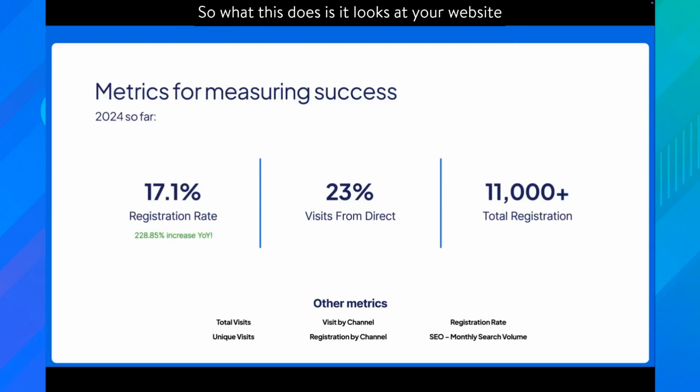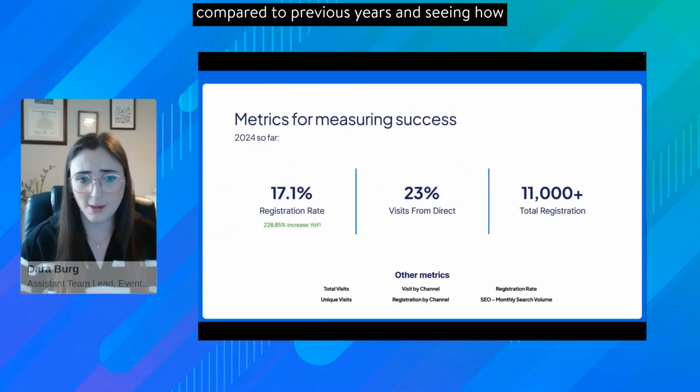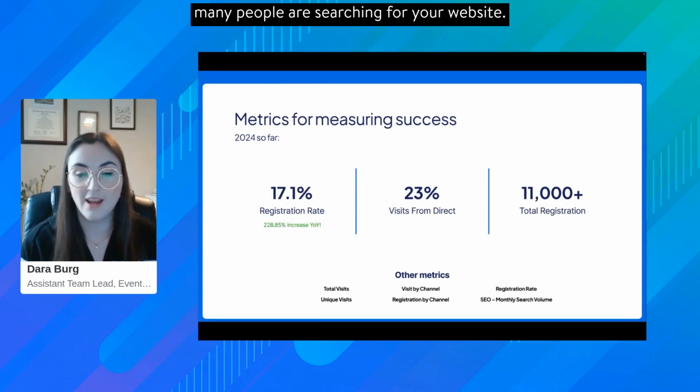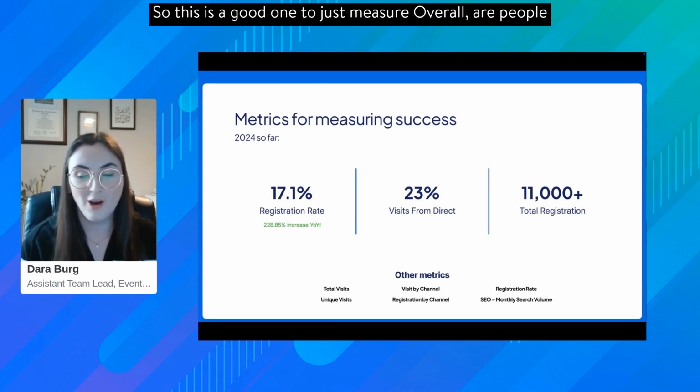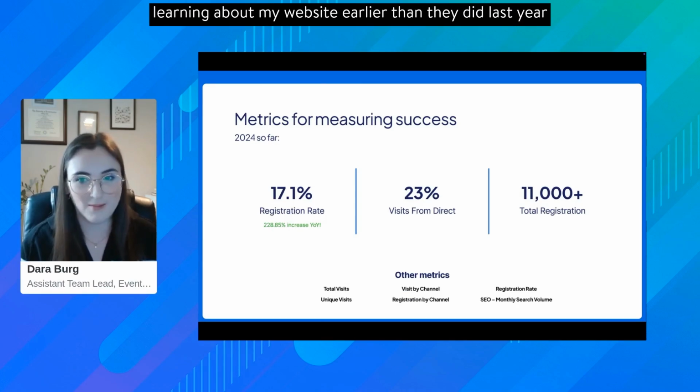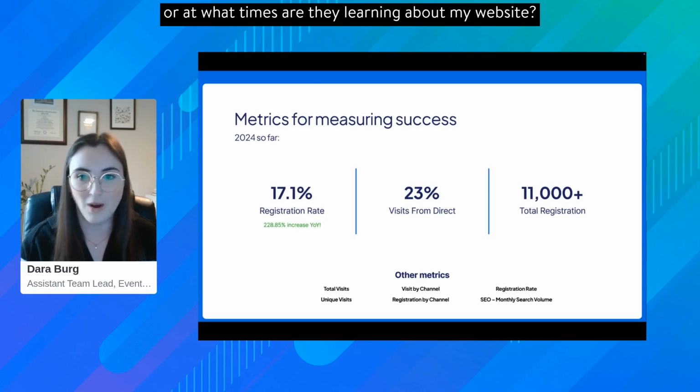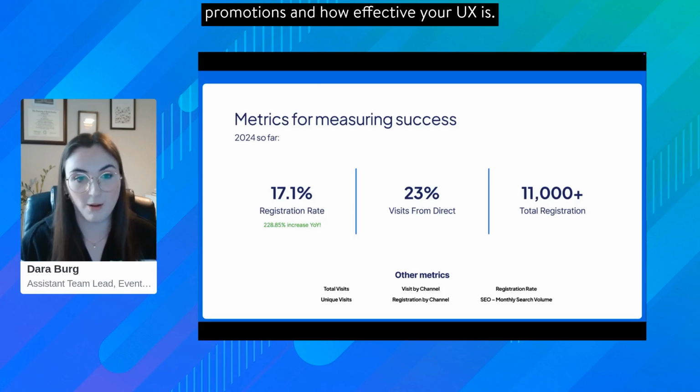What this does is it looks at your website compared to previous years and sees how many people are searching for your website. So this is a good one to measure overall: are people learning about my website earlier than they did last year, or at what times are they learning about my website? So just another interesting thing that you can track to figure out the effectiveness of your promotions and how effective your UX is.